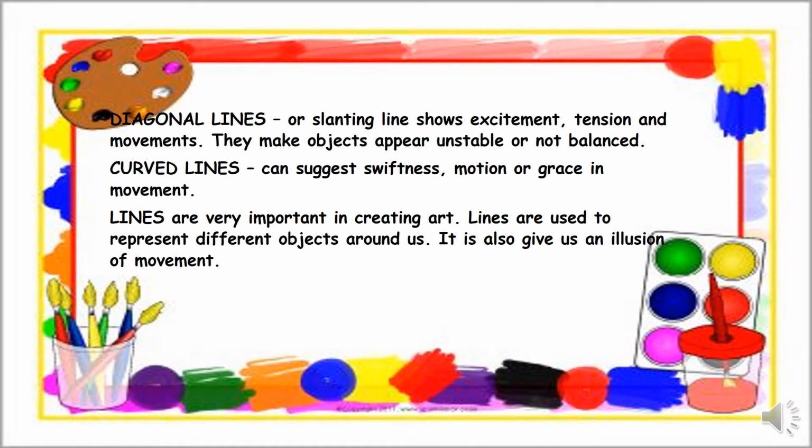Diagonal lines or slanting lines show excitement, tension, and movement. They make objects appear unstable or not balanced. Curved lines can suggest swiftness, motion, or grace in movement. Lines are very important in creating art. Lines are used to represent different objects around us. They also give us an illusion of movement.